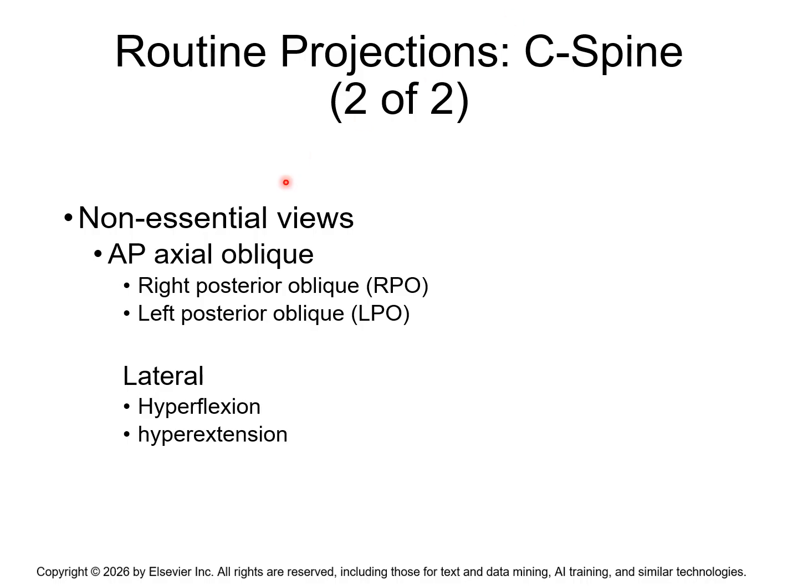And so non-essential is really the PA axial obliques. We do them more commonly AP axial, okay? And then the lateral hyperflexion, hyperextension, again, not considered an essential view. Depends if you're at a spine center and someone's having surgery, because obviously that is for range of motion.